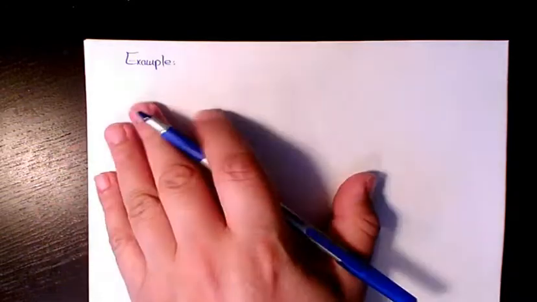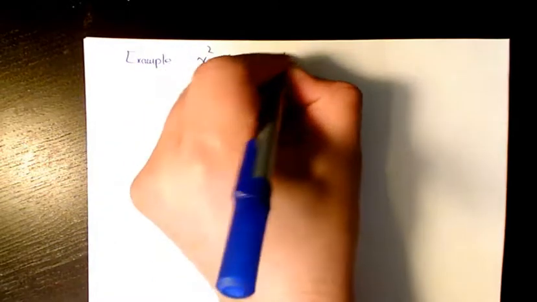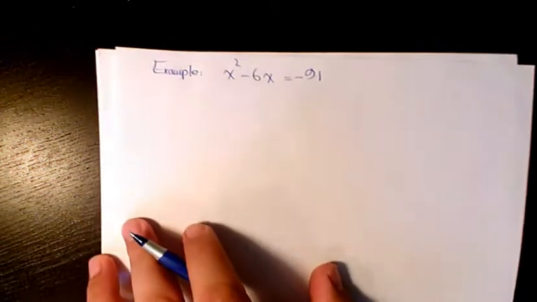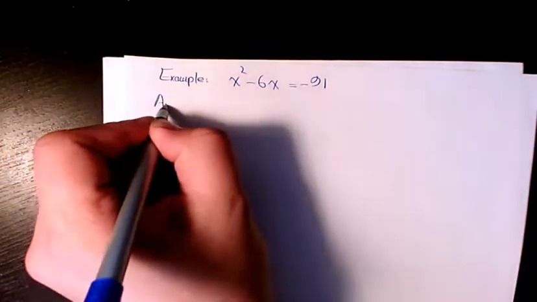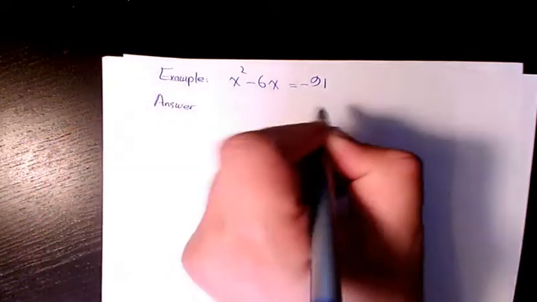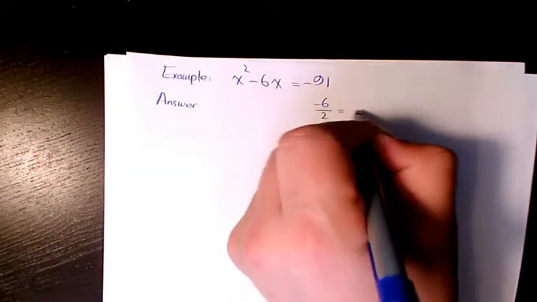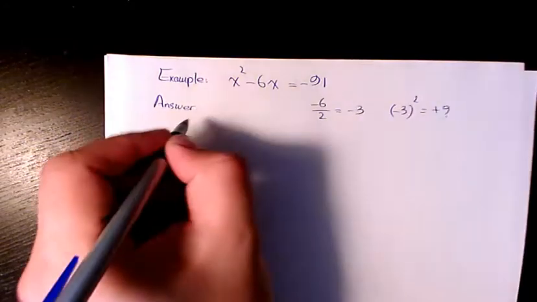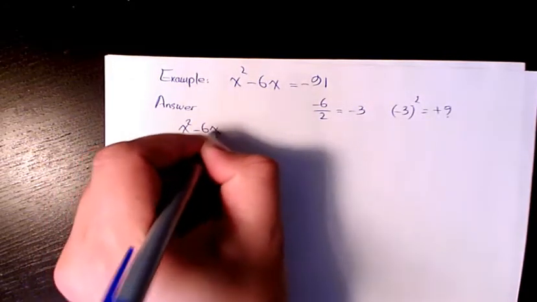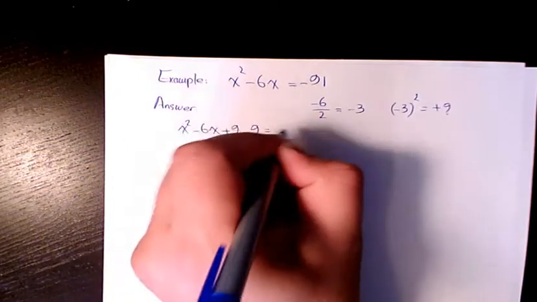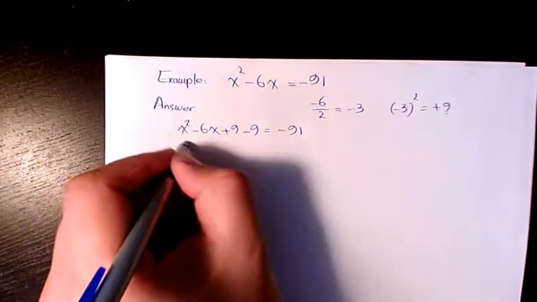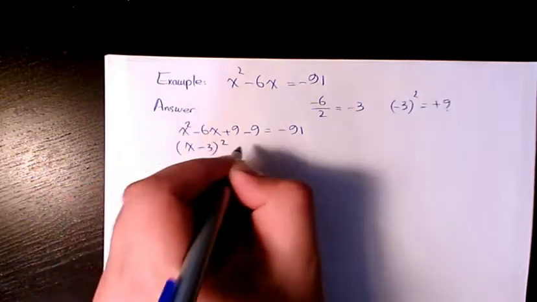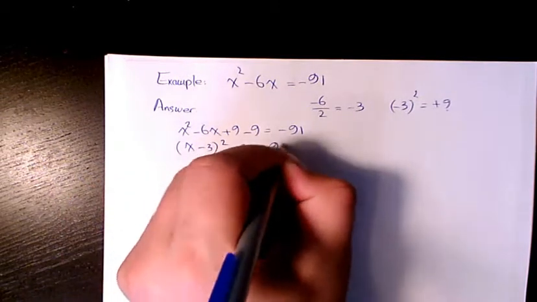The first example I want to show you in this video is x squared minus 6x equals negative 91. Negative 6 divided by 2 is negative 3. Negative 3 to the power of 2 is positive 9. So we have x squared minus 6x plus 9 minus 9 equals negative 91. So we have (x minus 3) to the power of 2 minus 9 equals negative 91.